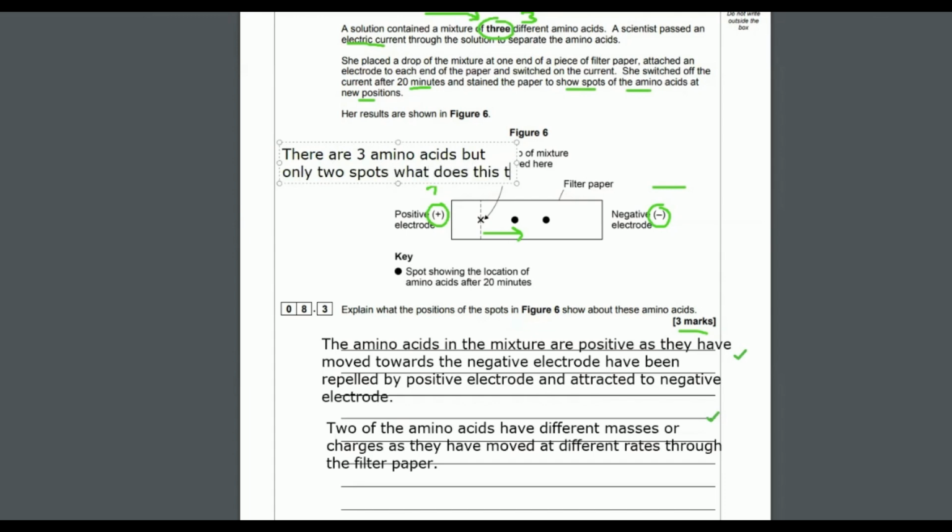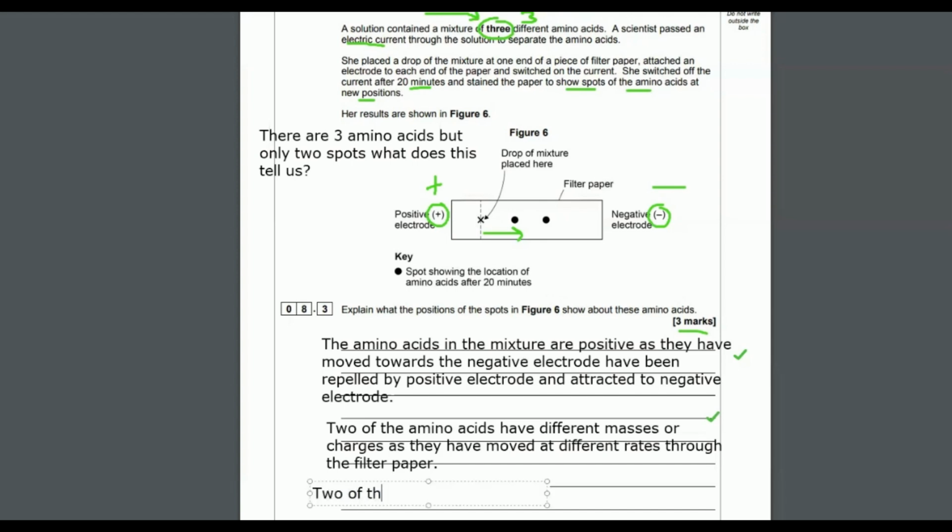Remember, we circled 3 different amino acids. How come there's only 2 spots? If there's 3 amino acids, why is there only 2 black spots? And that is because it tells us that 2 of the amino acids must have the same mass and the same charge because they have moved the exact same distance. So we can only see 2 spots. It means one of these spots, there are 2 amino acids in it.